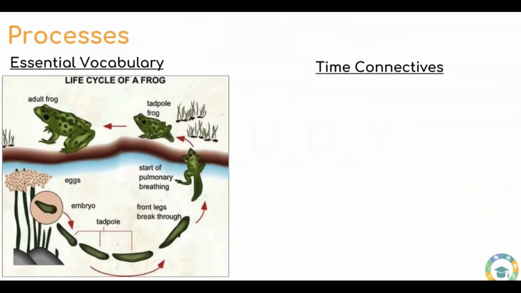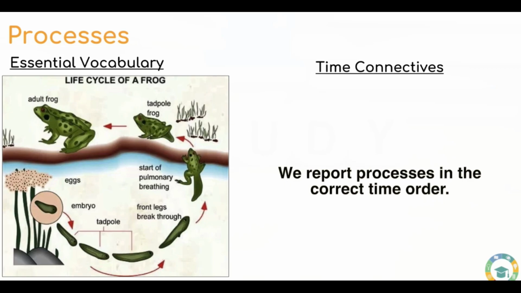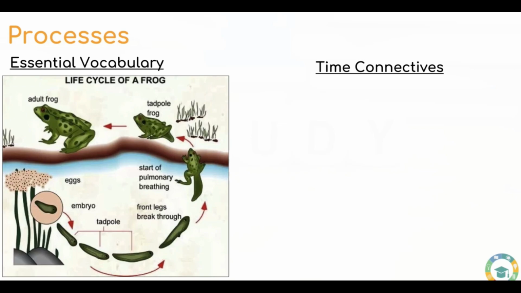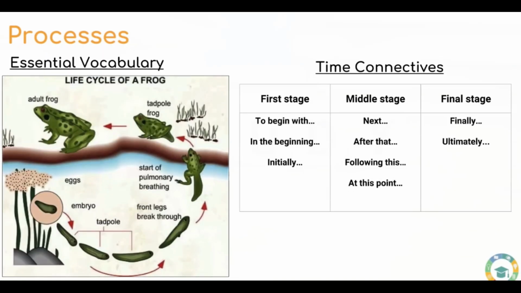When reporting a process, we must describe each stage from beginning to finish. So, it's very important that we use time connectives to order our language and report logically. Here are some examples of what time connectives you can use. This table gives you some ideas on language you can use to time order your report.